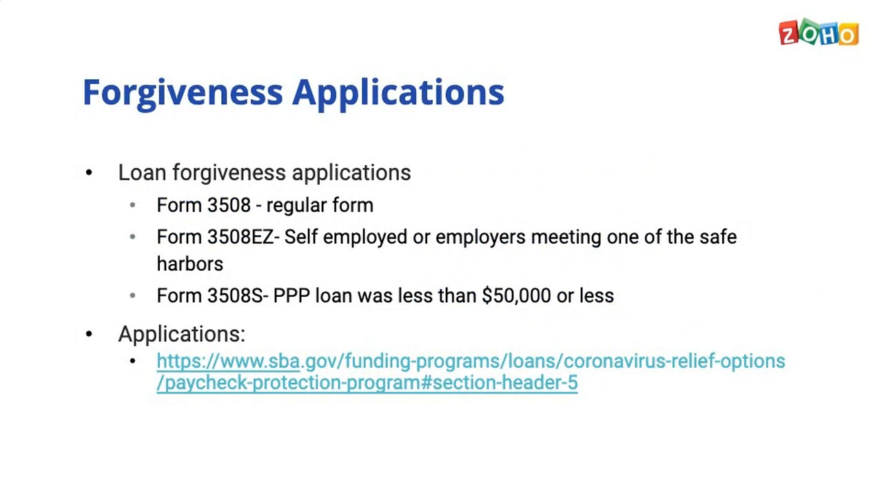So let's talk about the forgiveness application forms. The loan forgiveness applications are 3508, which is the regular form, the 3508 EZ, for self-employed or employers meeting one of the safe harbors, and then form 3508S, for PPP loans of 50,000 or less. This is the one I'm thinking they might change, or they might just get rid of the 3508 and combine it with the EZ form. So we'll see what happens with that. But these forms still are live, so you can still fill them out and apply.